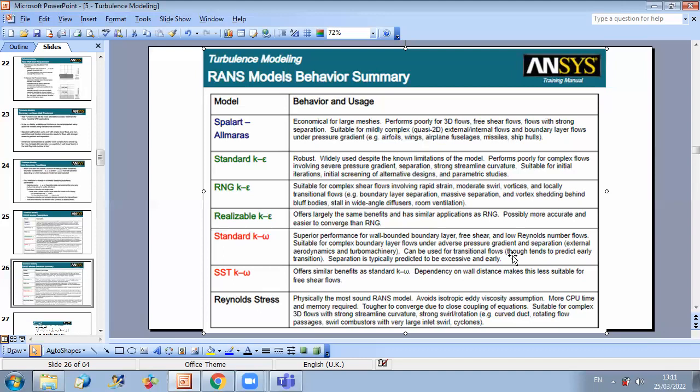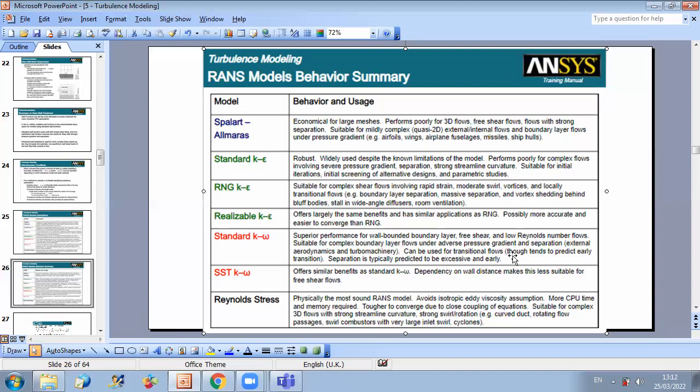complex turbulent flows. Concerning the renormalized group K epsilon, it's suitable for complex shear flows involving rapid strain, moderate swirl, vortices, and locally transitional flows. For example, we can use it whenever we have boundary layer separation, whenever we have applications where we have massive separation of flows and vortex shedding behind bluff bodies. If you remember, when we considered the wind tunnel application and you have separation and formation of vortices in the wake region behind the object, here, for example, it can be better to use the renormalized group K epsilon.